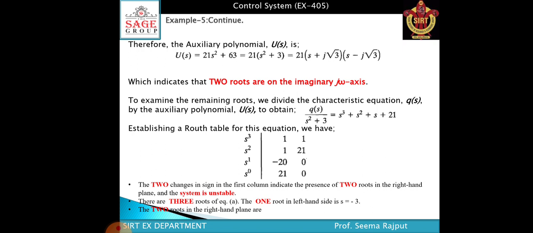So establishing a Routh table for this equation, we have s cube, s square, s1, s naught, and put all the values and solve the Routh table. So after solving this table, the two sign changes in the first column indicate the presence of two roots in the right half plane and the system is unstable. There are three roots of the equation. The one on the left side is s equal to minus 3. The two roots are in the right half plane.